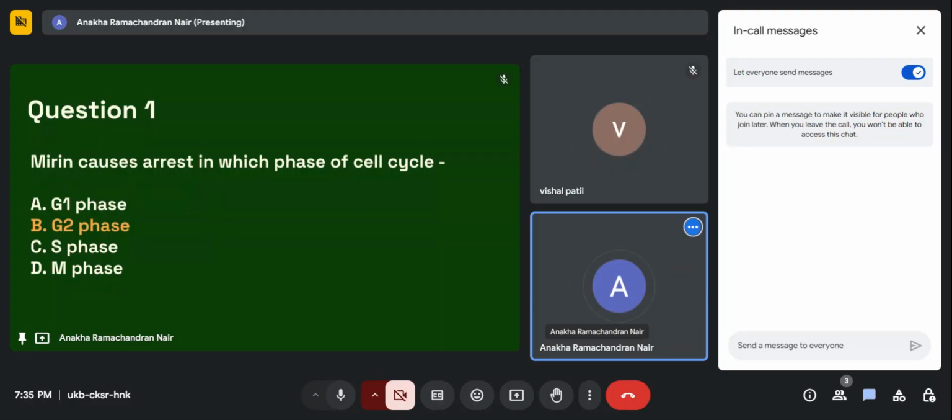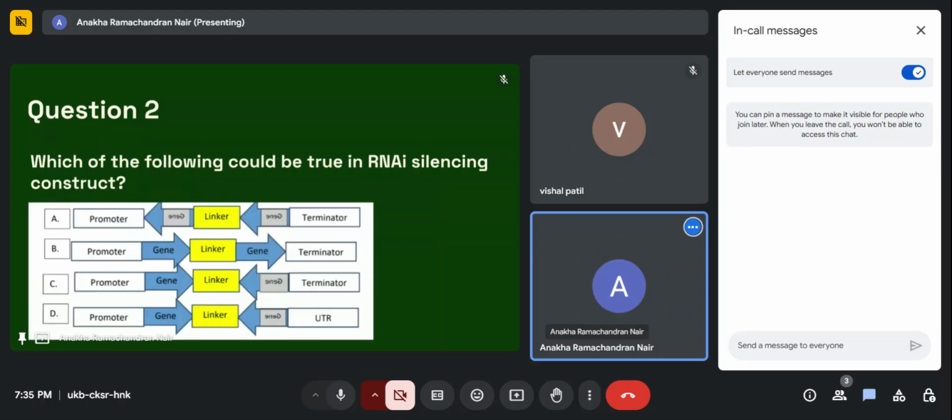All right, so let's move on to question number two. The question is, which of the following could be true in an RNAi silencing construct? If you remember from the module on the reverse breeding technique, you use RNAi silencing and you have a construct that is used for this RNAi silencing. So which of these four is the correct kind of construct that you need to create?